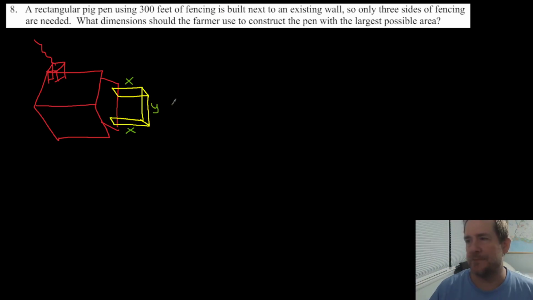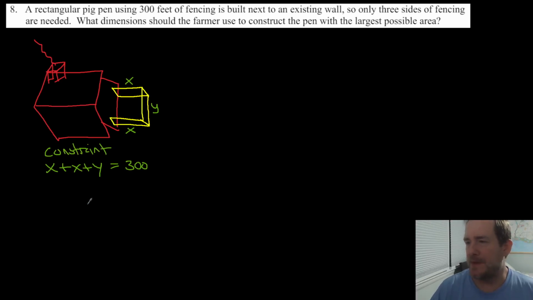So call it y. Now, if we want to maximize the area, the only way to do that is to use all the fencing. So we want x plus y to be 300. And that's our constraint equation.